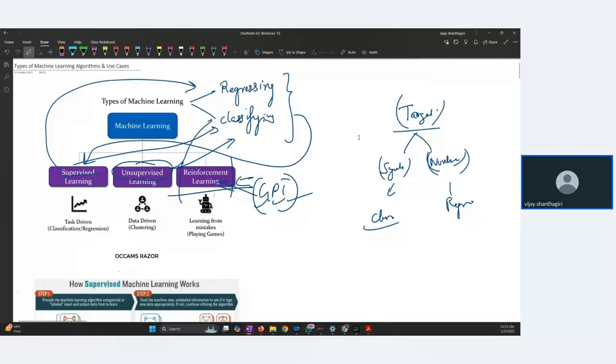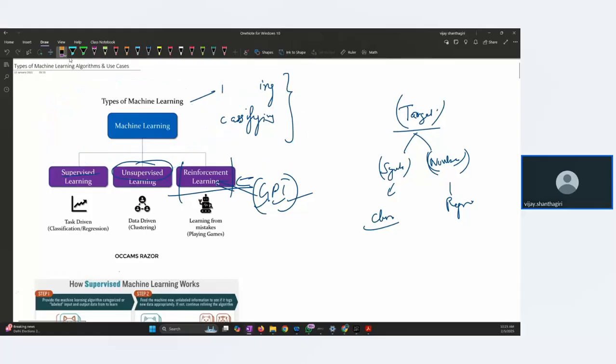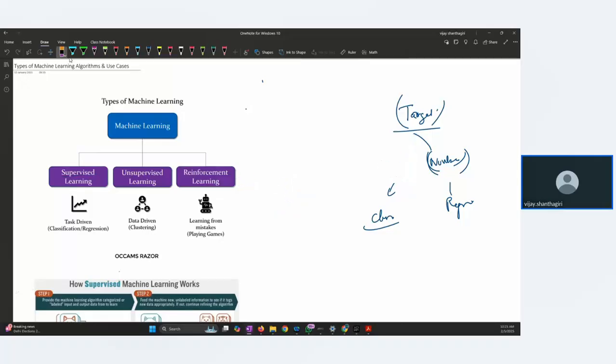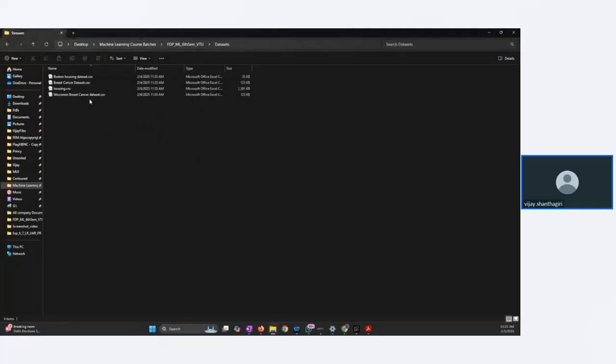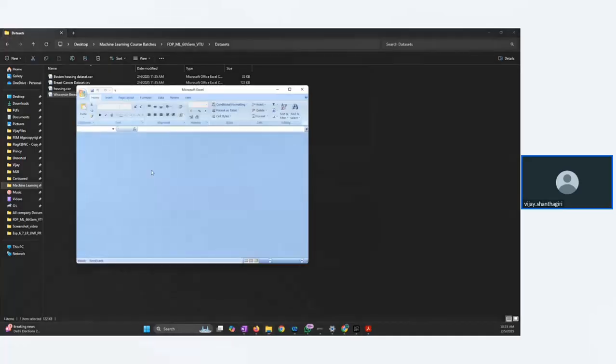Okay, but what is the meaning of supervised and unsupervised? So before we take the break, I'm going to close the difference between supervised and unsupervised. Okay, so let me open up a data set for you.